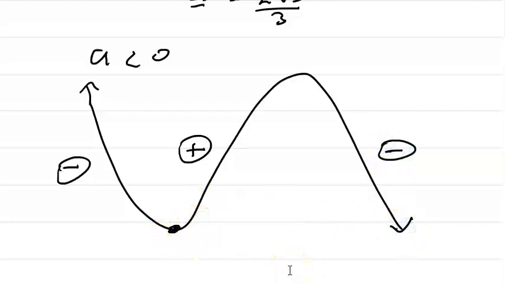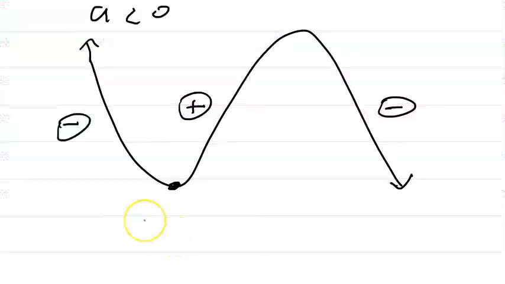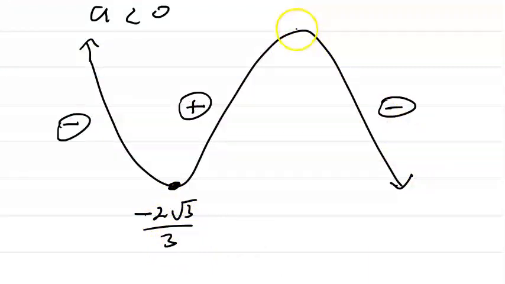And remember, at your turning points, there's your turning point, it's going to be here. So here you've got minus 2 root 3 over 3, and then here you're going to have positive 2 root 3 over 3.